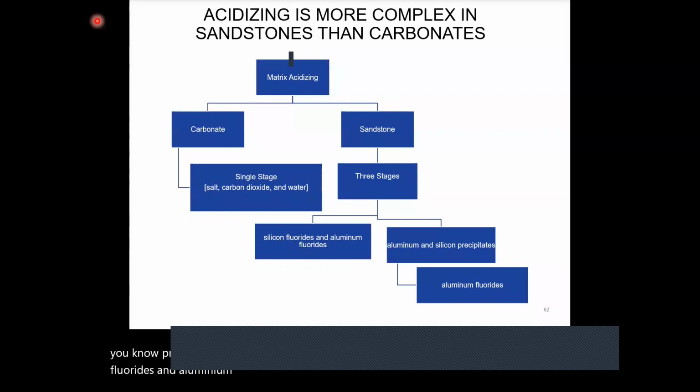In the secondary stage, the silicon fluorides can react with clay and feldspar to release aluminum and silicon precipitates. However, with proper design, formation of these damaging precipitates, which can restrict the flow of oil and gas through the formation, can be avoided. In the final stage, the remaining aluminum fluorides react until all the remaining acid is consumed.